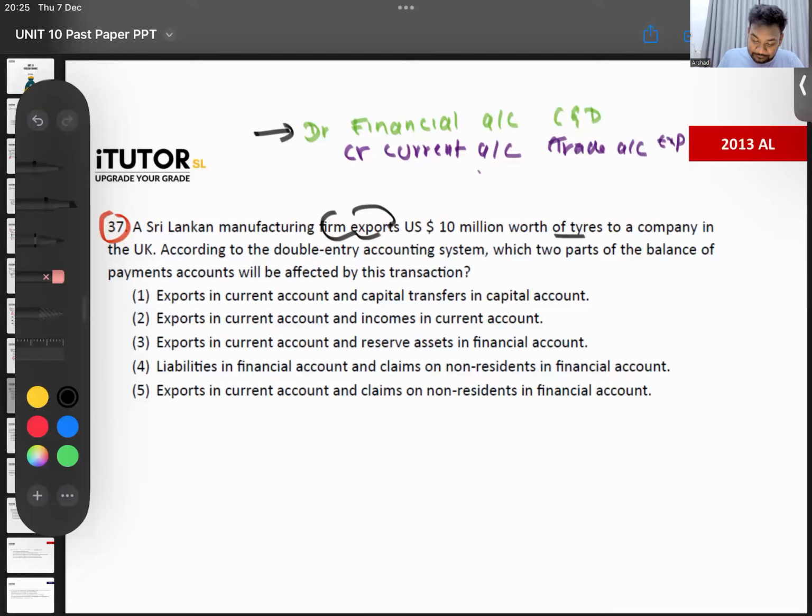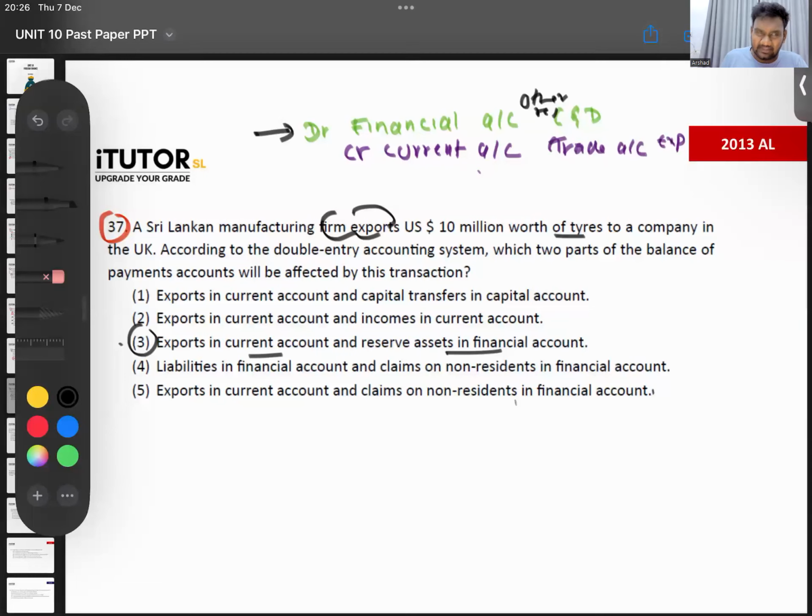Foreign reserve assets and foreign reserves. Can we go with number 3? Exports in the current account, reserve assets in the financial account, other reserves, currency and deposits. Number 5: non-residents, exports in the current account, claims on non-residents in the financial account.